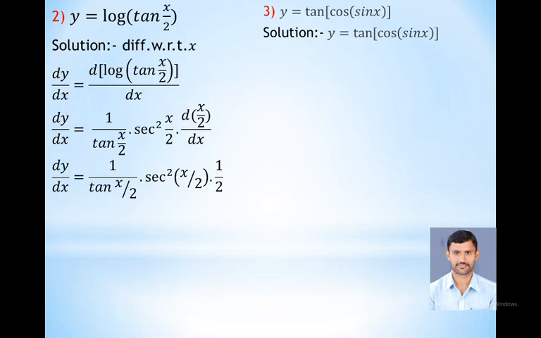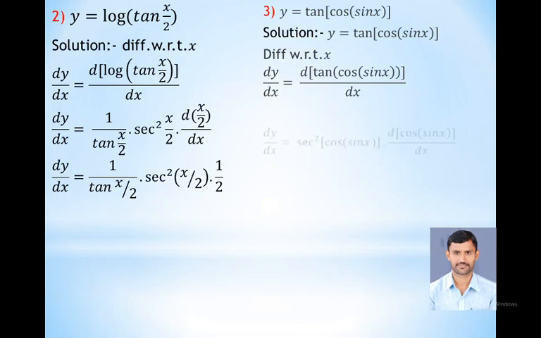Now we are given y is equal to tan of cos of sin x. We have to find out dy by dx. Now differentiate with respect to x. Dy by dx is equal to derivative of tan of cos of sin x. We know the formula: derivative of tan of f of x is equal to sec square f of x into f dash of x. Now dy by dx is equal to sec square cos of sin x into derivative of cos of sin x.